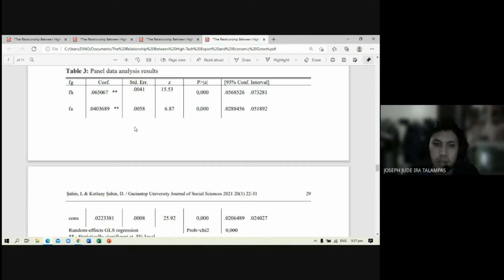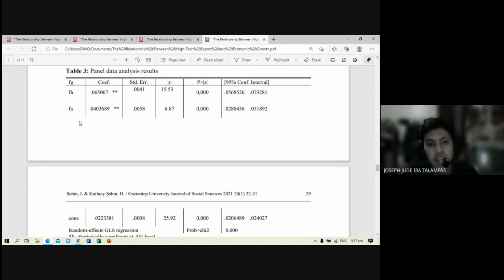In other words, the explanatory variables, namely high-tech export and agriculture export, are both statistically significant determinants of GDP in the 20 selected countries at the 1% level from the years 2007 to 2018, ceteris paribus. Based on the test results and calculation, if FH, high-tech export, increases by 1 unit, FG, GDP, increases by 0.06. And if FA, agriculture export, increases by 1 unit, FG, which is GDP, increases only by 0.04.